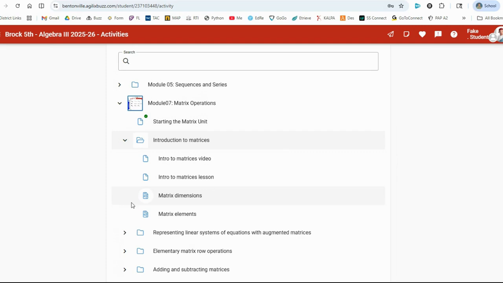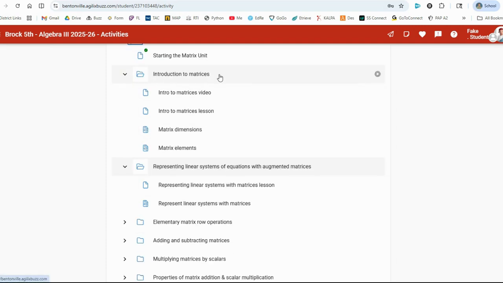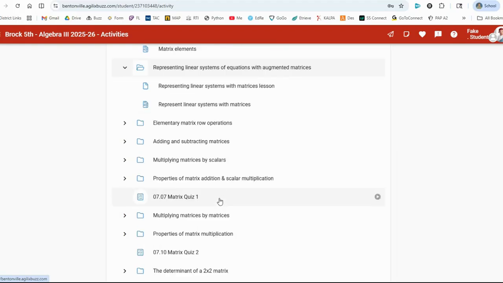We're doing these 3 assignments that are in the first 2 folders: intro to matrices and representing linear systems of equations with augmented matrices. I may try to go back and reorganize this to put it in groups so you know exactly which folders are each week, but I haven't done that yet.